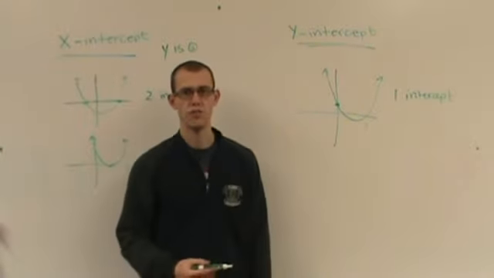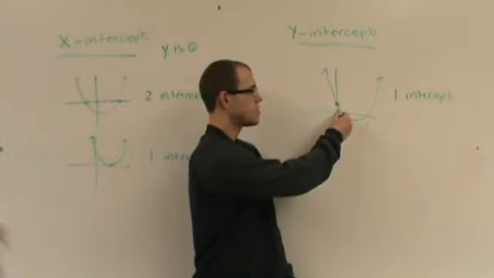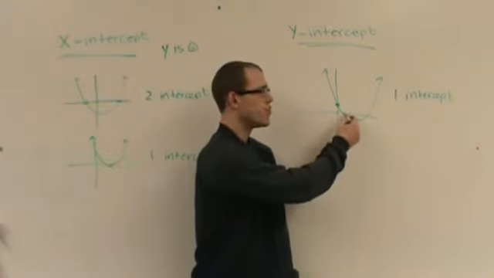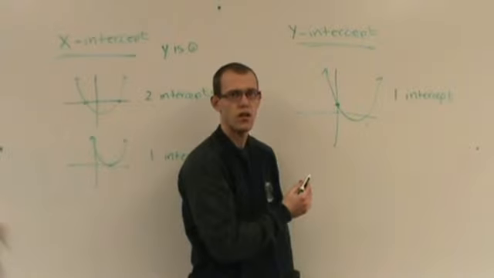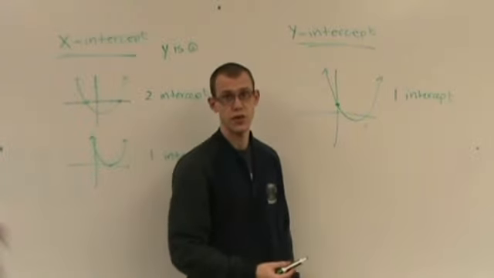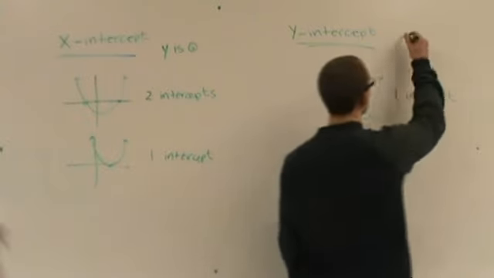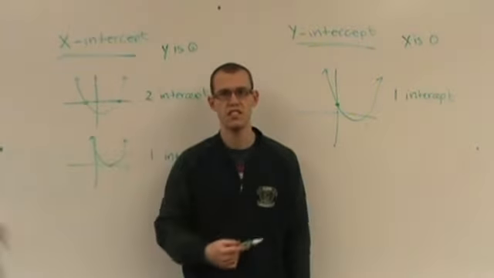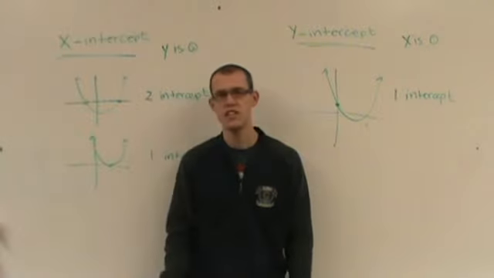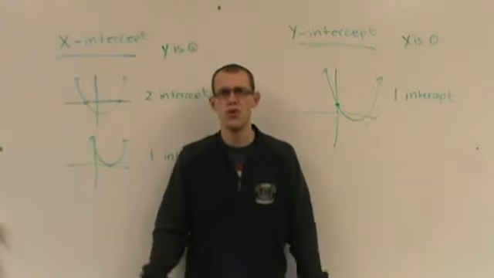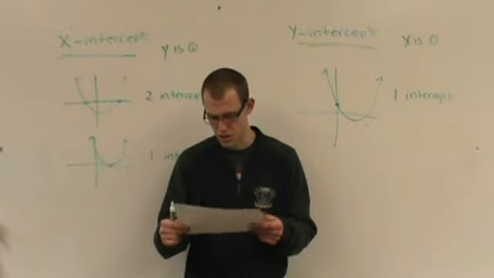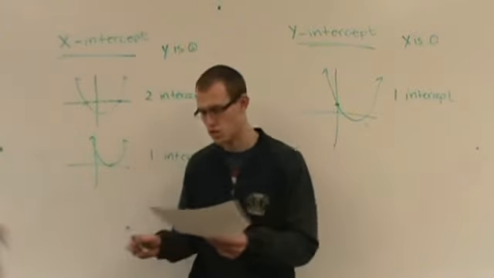Looking at y-intercepts. What's the x value when we cross the y-axis? Well, we're not moving over at all, and we're not moving left at all. So the x is 0 in this instance. So with y-intercepts, the x is 0. And with the x-intercepts, the y is 0. So they're opposites. Okay? That's all I want to talk about with intercepts. Now I want to move into quadrants.